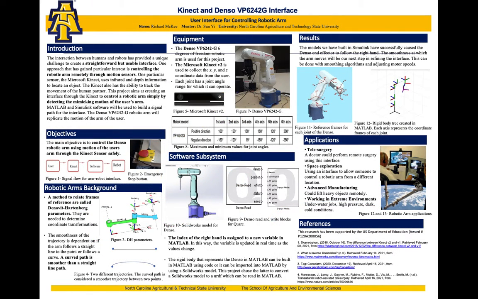MATLAB simulations are used to test how the robotic arm responds to the real-time X, Y, and Z coordinate data coming from the Kinect sensor. In order to do this, a rigid body tree is required. The rigid body tree may be created from the DH parameters in MATLAB or imported using a SolidWorks model. The latter is chosen for this project.